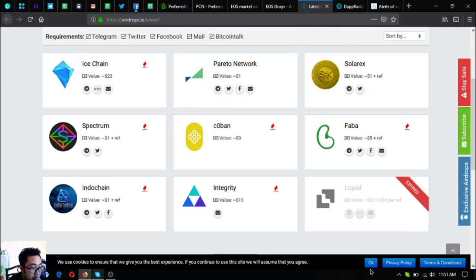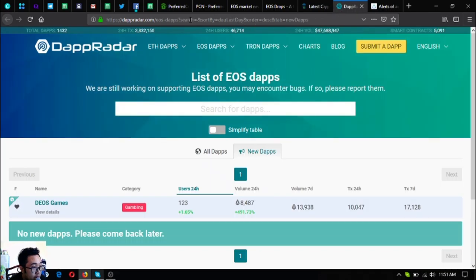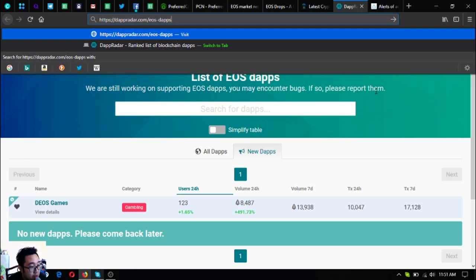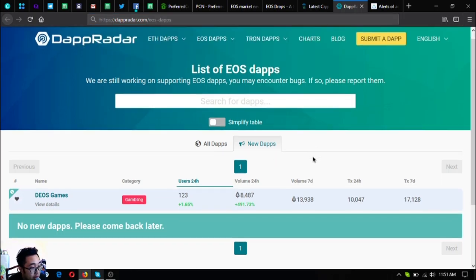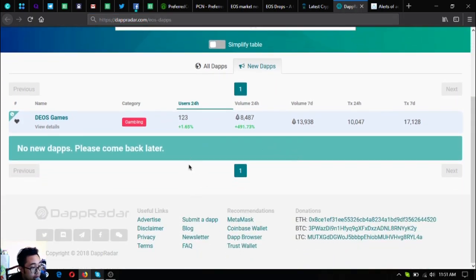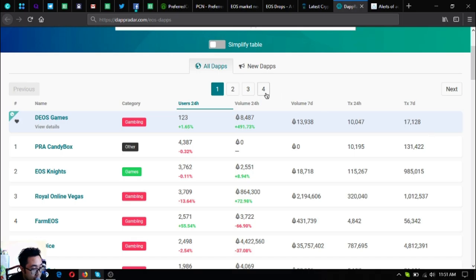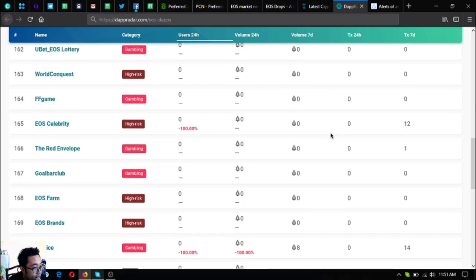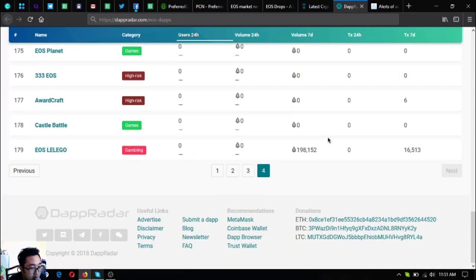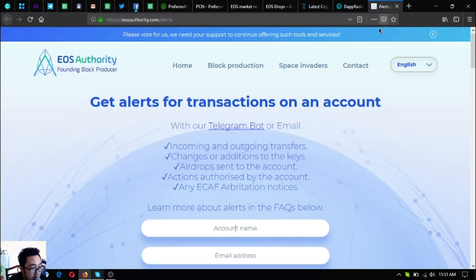The next one is dappradar.com/EOS-dApps. This is the list of all the EOS dApps and all the new EOS dApps. As you can see, there are new dApps on the EOS blockchain, but there are a lot of currently existing dApps made in the EOS network. As you can see, there are 179 EOS dApps.